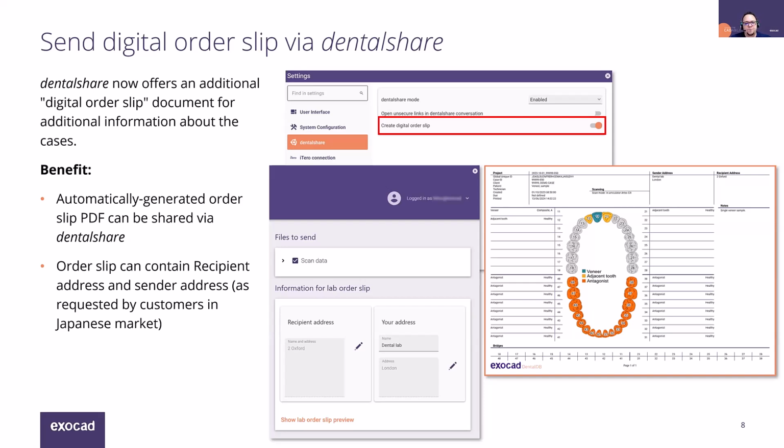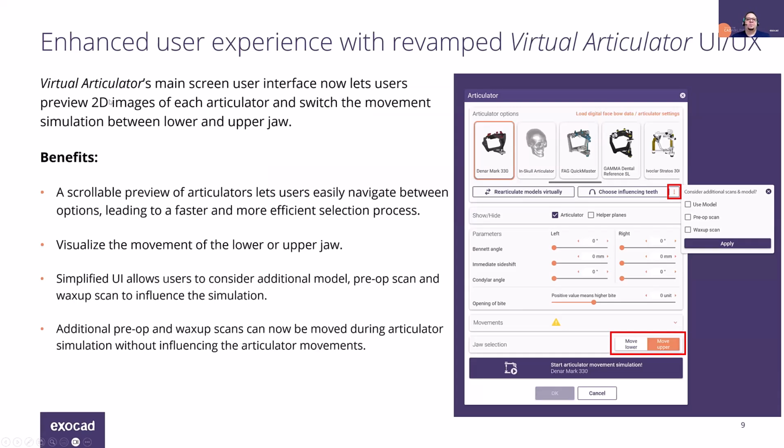Up next, the UI has been revamped with the virtual articulator. At the top of the virtual articulator options, you're going to see a scrollable slide bar that gives a 2D image preview of the articulator you're going to be utilizing. You're going to be able to visualize the movement and simulate the jaw movements from the upper or lower jaw. This was a big feature request for a while, basically to simulate the jaw movements from the lower jaw as an option.